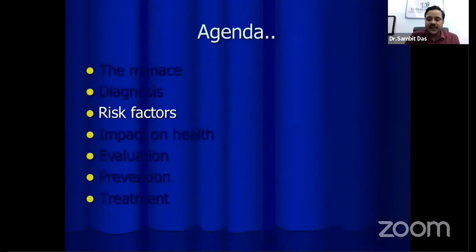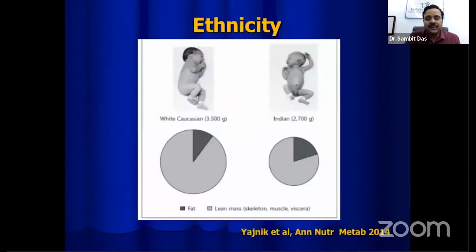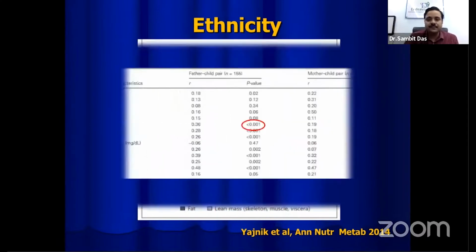Now coming to the risk factors. We all know about the risk factors. They are ethnicity, parental obesity, which is a very important factor, maternal malnutrition or obesity, maternal hyperglycemia, birth weight, unhealthy diet, and physical inactivity. Ethnicity is very important, and this landmark study came from Yajnik way back in 2014, where he showed that compared to a white Caucasian newborn, the Indian newborn has more visceral fat and lesser lean body mass. That's how ethnicity predisposes to childhood obesity.